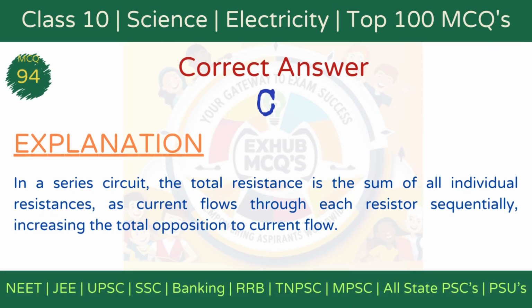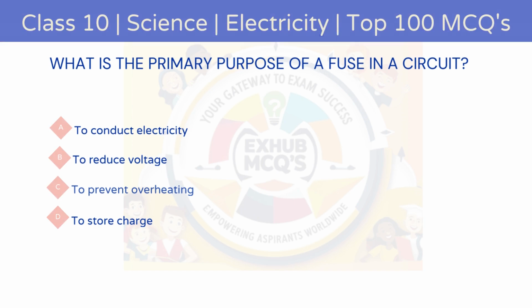Explanation. In a series circuit, the total resistance is the sum of all individual resistances. Current flows sequentially through each resistor, increasing the overall opposition to current flow.